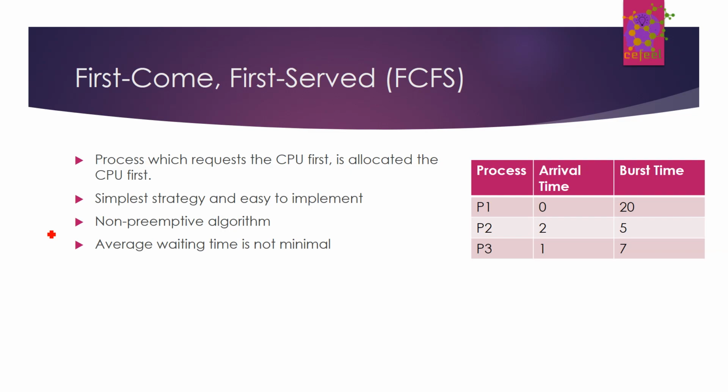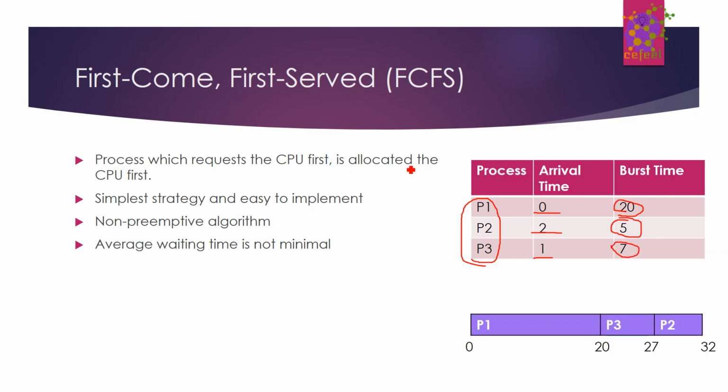Here is an example of first come first serve. Let's say we have three processes, P1 to P3. P1 comes first at time 0, P3 comes next at time 1, and P2 comes third at time 2. For burst times, P1 needs 20 seconds to execute, P2 needs 5 seconds, and P3 needs 7 seconds. Using this algorithm, this is how the scheduling will occur.